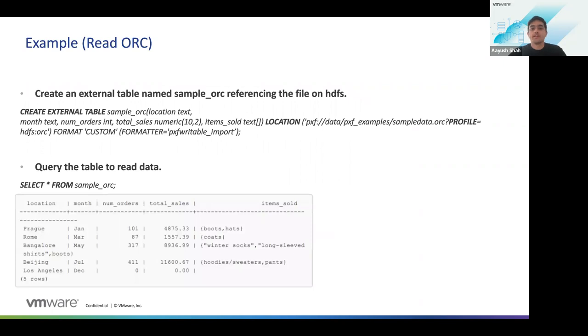We are then able to create an external table. Here we name it sample ORC. A few things to note here. We first mention the column names along with their data types like location, text, and so on. As for the location, we make sure it references the path to the file. And as for the profile, it specifies the object store. So here it is HDFS ORC. We then query the table to read the data with a simple SQL statement, select star from sample ORC.